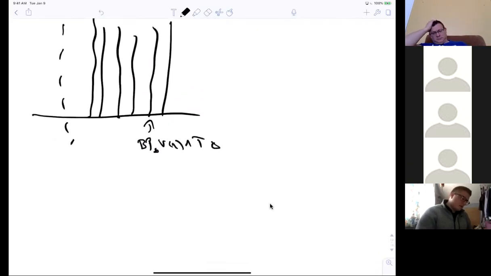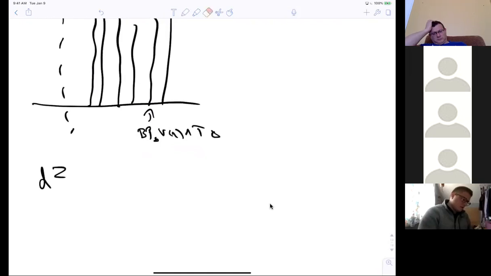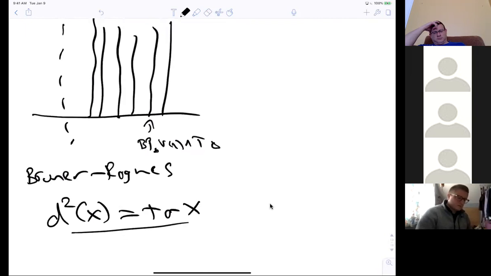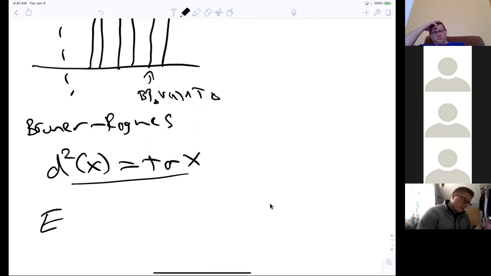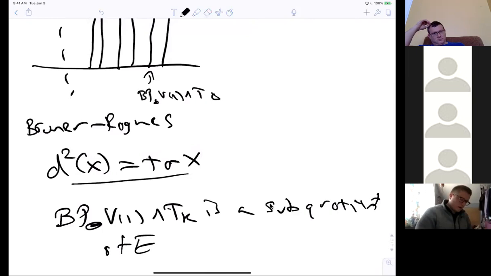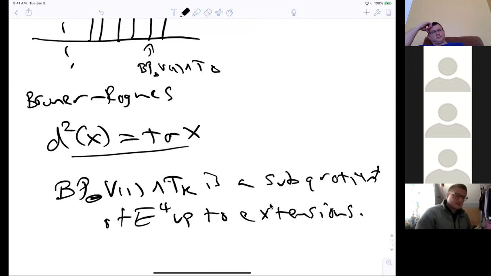All right, so we need to know at least the d2 differentials. And so a nice reference for this is Bruner-Rognes. I think it might have been known before then, but I'm not totally sure. But d2 of x is equal to t sigma x. So you can use this fact. And that tells you the E4 page. And then we're really only going to use the fact that BP star V of 1 smash TK is a subquotient of E4 up to extensions. So that's going to turn out to be enough for our purposes.